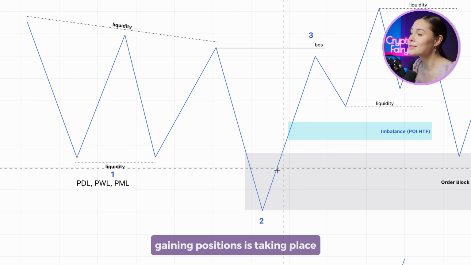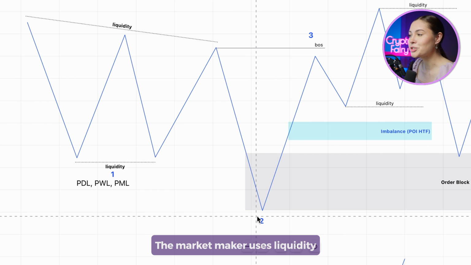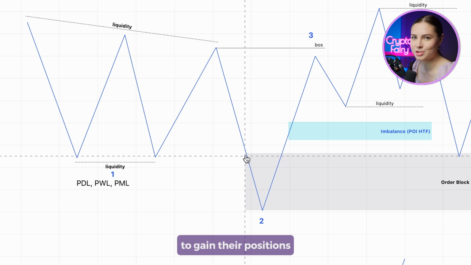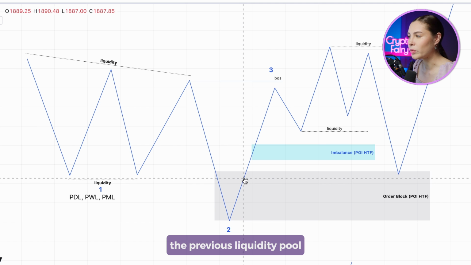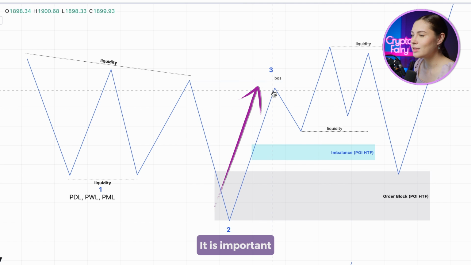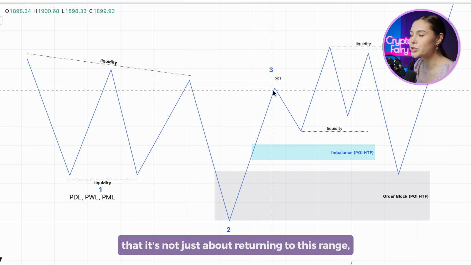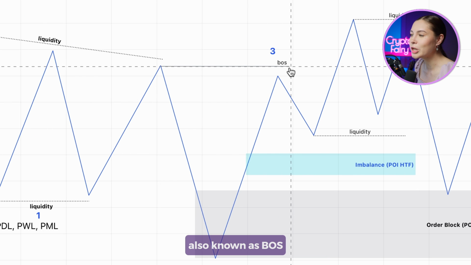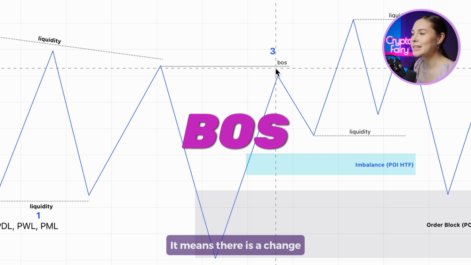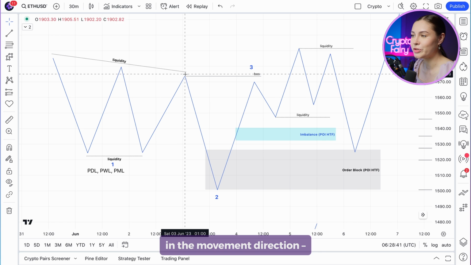Gaining positions is taking place. The market maker uses liquidity to gain their positions. Here you can see how the coin updates the previous liquidity pool and returns to the range. It is important that it's not just about returning to the range, but also about a break of structure, also known as BOS. It means there is a change in the movement direction.